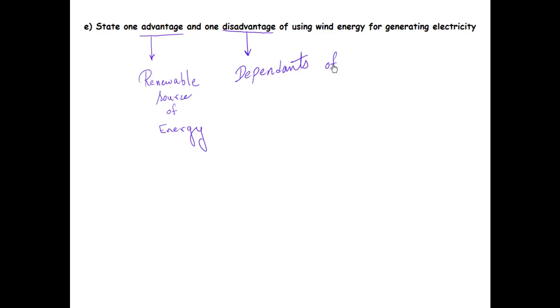Next sub question. State one advantage and one disadvantage of using wind energy for generating electricity. Now the advantage obviously is that wind energy is definitely a renewable source of energy. Whereas the disadvantage is that wind generators are dependent on winds, and therefore if there are no winds, then no electricity will be generated at that point of time.